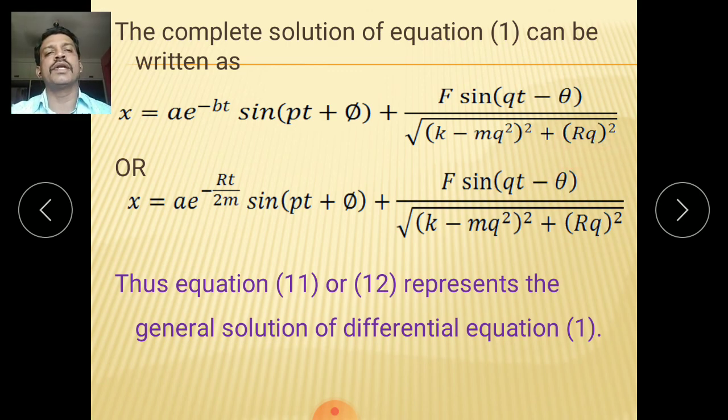Now here we keep the value of b in this equation. The value of b is r upon 2m, so x equals a e raised to minus rt upon 2m sin(pt plus phi) plus f sin(qt minus theta) under root [k minus m q square] square plus [rq] square. Thus equation 10, 11 or 12 represents the general solution of differential equation 1.